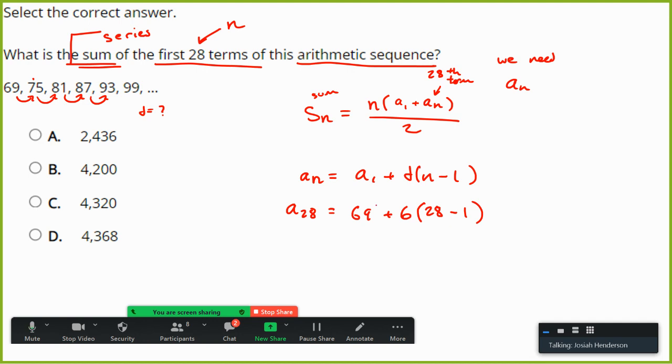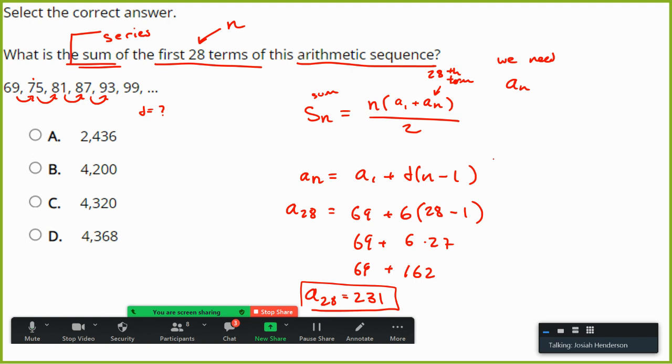Now look at the formula I've got so far. I plugged in N equals 28. Let's go to town. 28 minus 1 is 27. 6 times 27, I don't know. Let's find out. 162. And then add that to 69. Don't forget to do that last step, we have to combine it with A1. So 69 plus 162, 231. Woohoo! So A28 is 231. That's the 28th number in our list if we keep adding 6 each time.